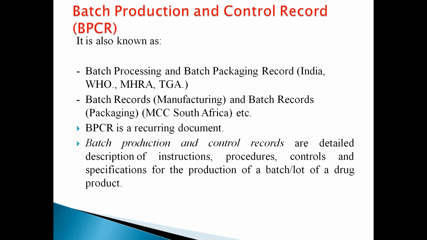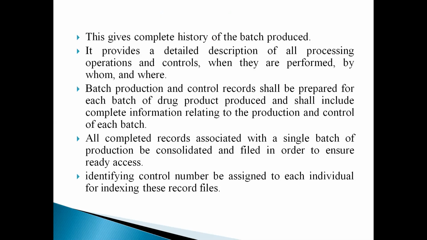Hence, the batch production and control records are a detailed description of the instructions, procedures, controls, and specifications for the production of a batch, a lot of drug product. So this gives the complete history of a batch which is produced. It provides a detailed description of all processing operations and controls, when they are performed, by whom and where.